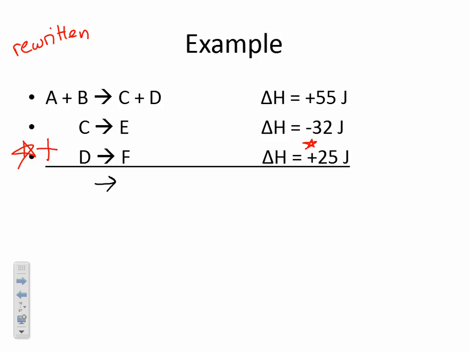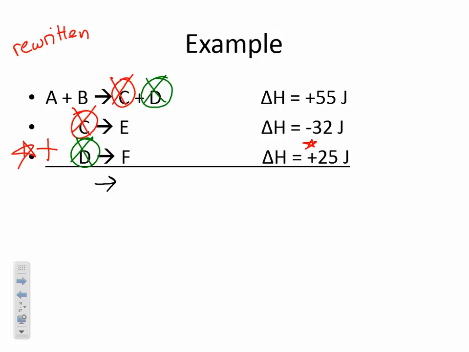final equation. But if there's anything that's identical on both sides, very much like a spectator ion, you're going to remove it and it won't be in the overall. So we see here that in the second reaction, we have C on the left, and in the first one we have C on the right. That won't be in our final equation. Likewise, we have D on the left, and then D on the right, so that won't be in our final equation. But everything else is different, so I'm going to add them together.